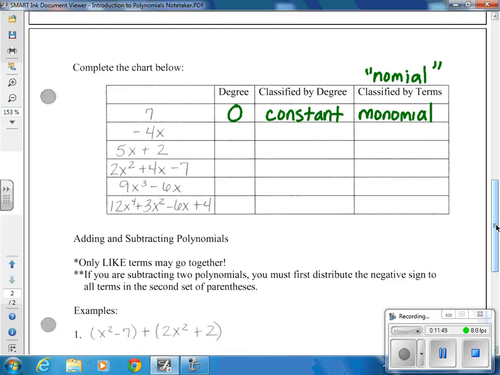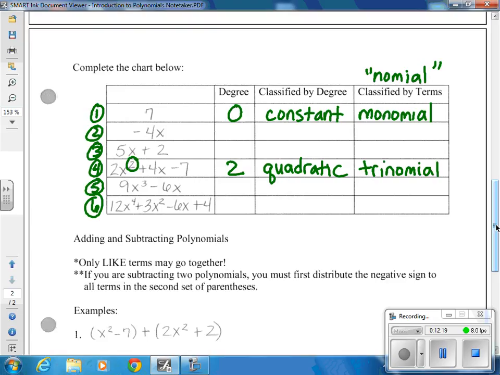Right, so jump down to, let's number these, 1, 2, 3, 4, 5, and 6. Jump down to number 4 for me. Okay, if you look at it, the highest power in the problem is a 2, so that would be a degree of 2. And because it's a high power of 2, that means this is known as a quadratic polynomial. And if you count the number of terms, there are 1, 2, 3 terms, so this would be known as a trinomial.